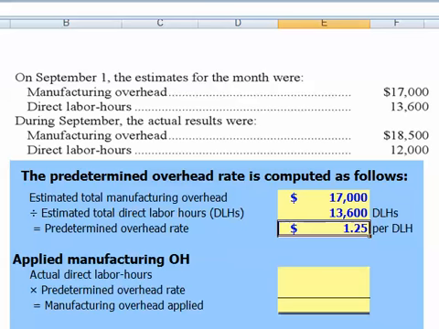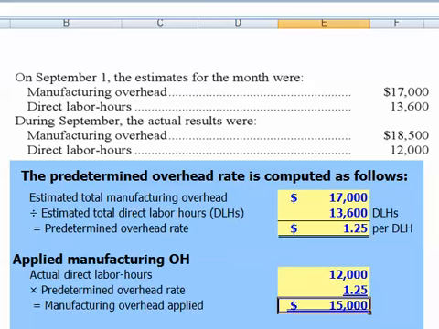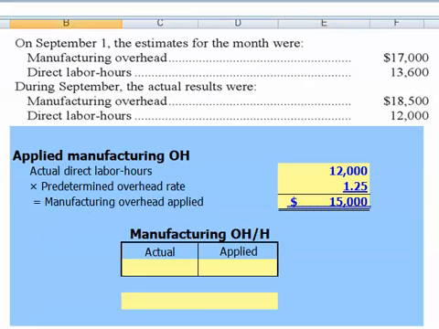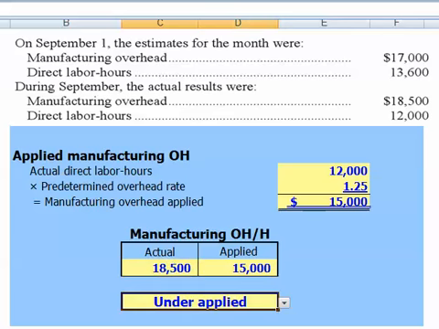So we get a predetermined overhead rate of $1.25 per direct labor hour. If on a particular job we worked 12,000 actual direct labor hours, we would multiply that by our predetermined overhead rate of $1.25 per direct labor hour, and we would assign or allocate to that job $15,000 in manufacturing overhead. If we applied $15,000 in overhead to the job, that would be a credit to manufacturing overhead and a debit to work in process. We are told, recall, that our actual overhead was $18,500. This means that we have $3,500 in under-applied overhead for the period.